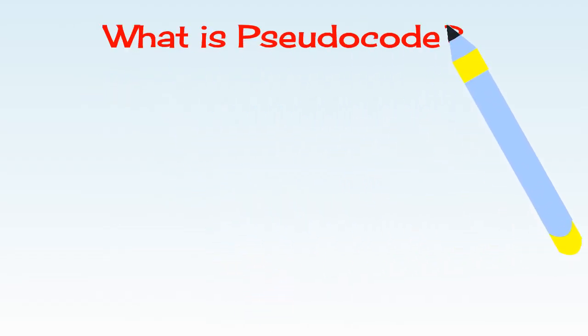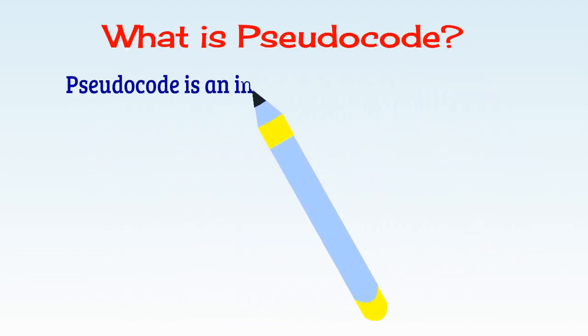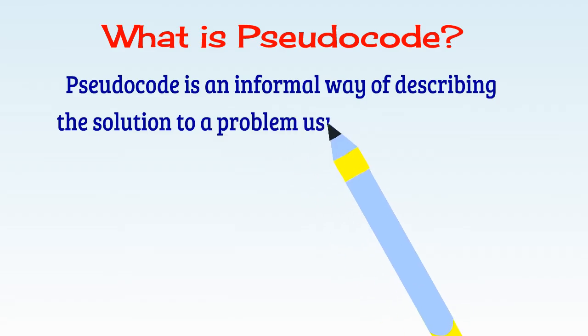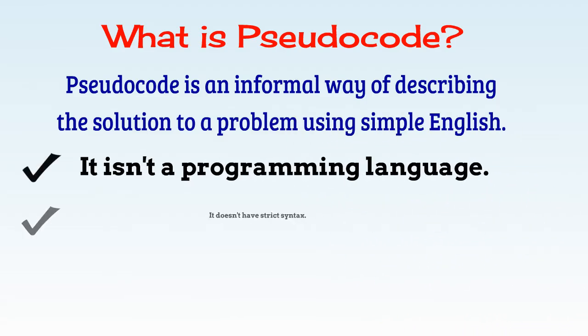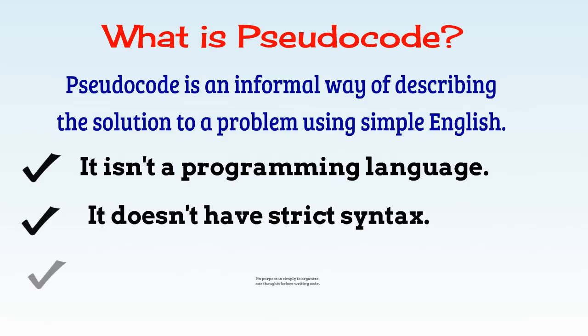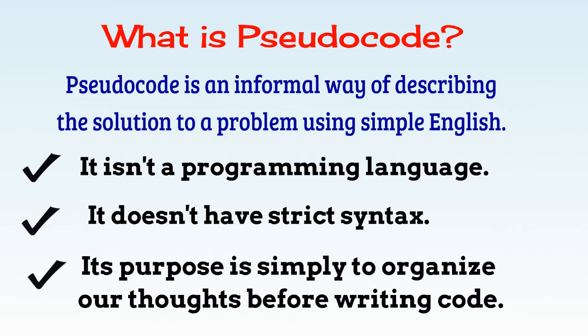What is pseudocode? Pseudocode is an informal way of describing the solution to a problem using simple English. It isn't a programming language. It doesn't have strict syntax. Its purpose is simply to organize our thoughts before writing code.